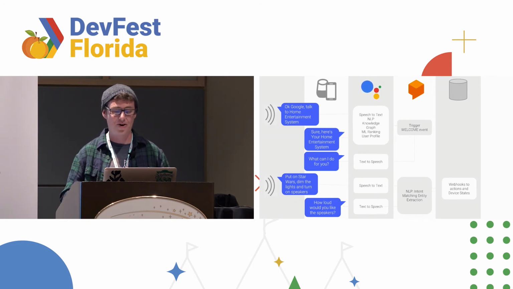Once Dialogflow has all the information needed to figure out the user's intent, it can send the entities to a webhook, like a Firebase function, which can then change device states using something like Smart Home or Google IoT Core.